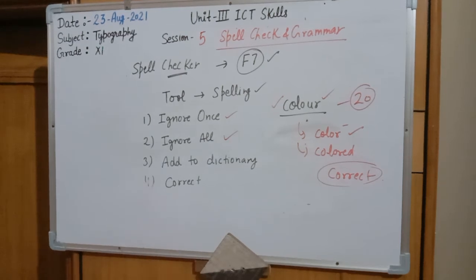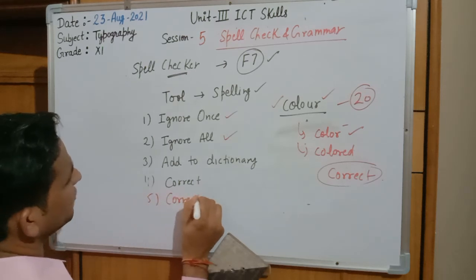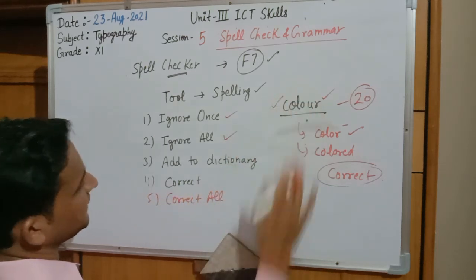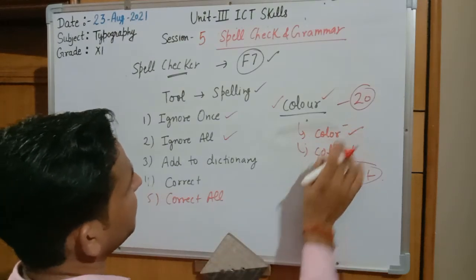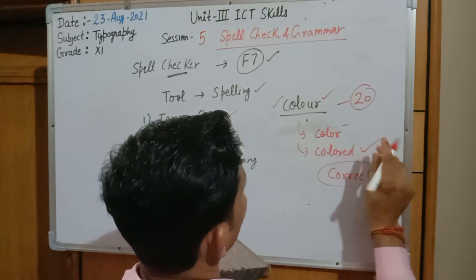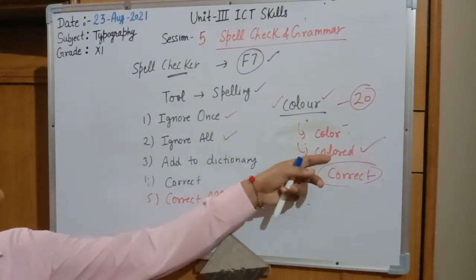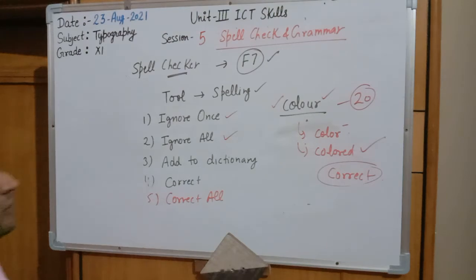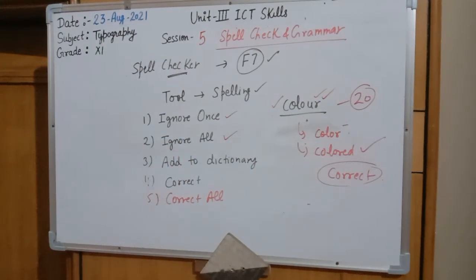And the last option, that is important, Correct All. If we want to correct the spelling for the complete document, we select from here. Suppose I am selecting this spelling from here. I want to make it correct for the complete document. So it will automatically convert this spelling for the complete document wherever COLOUR is written. This is the Correct All option.